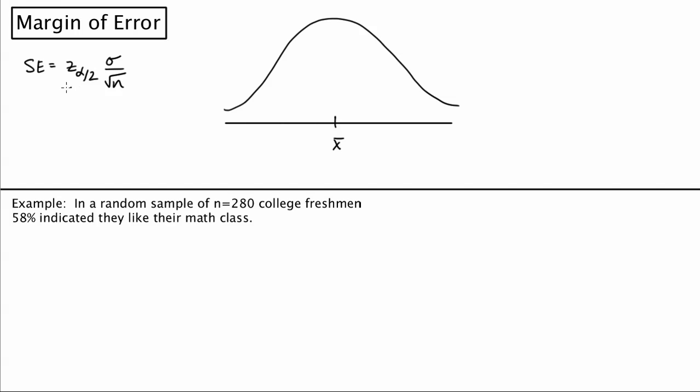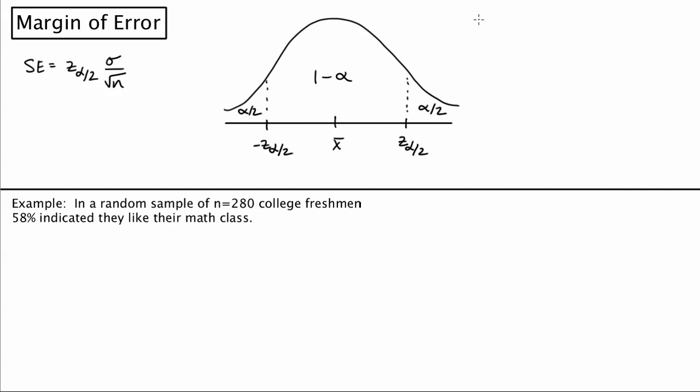This value, Z alpha over 2, is a point on this curve such that above this point and below this point is alpha over 2 of the data. If you add up those, that's a total of alpha, which means inside here is 1 minus alpha.